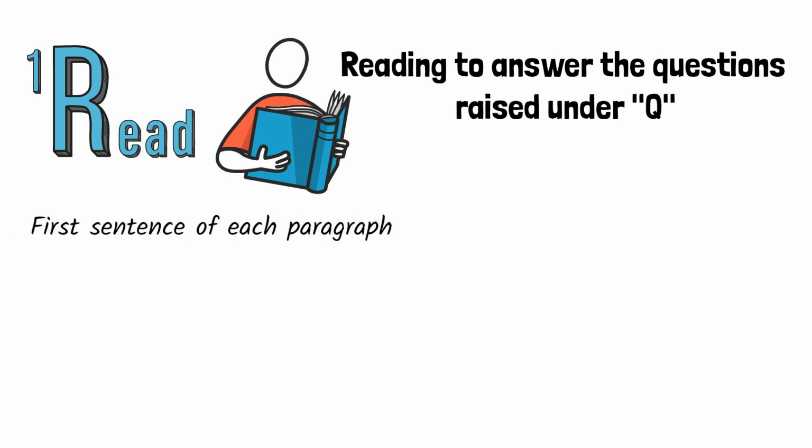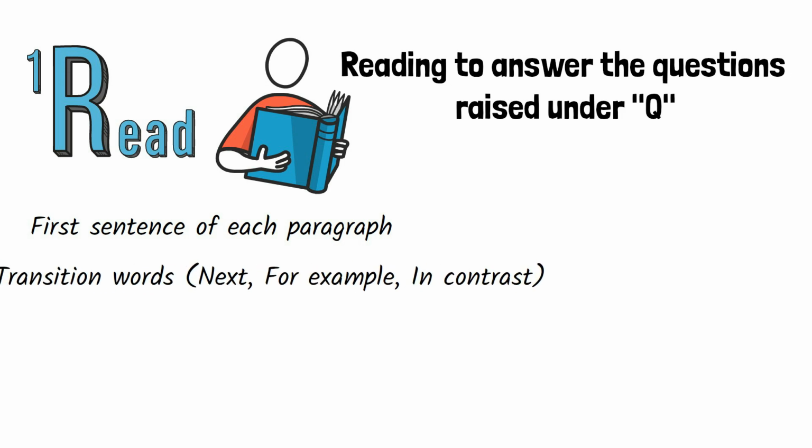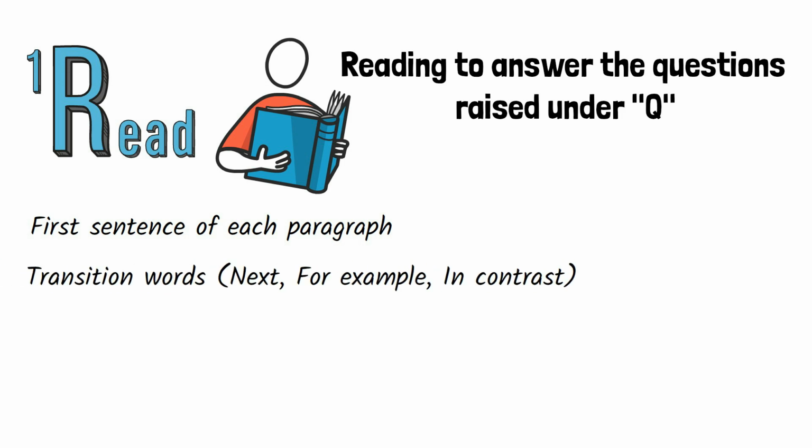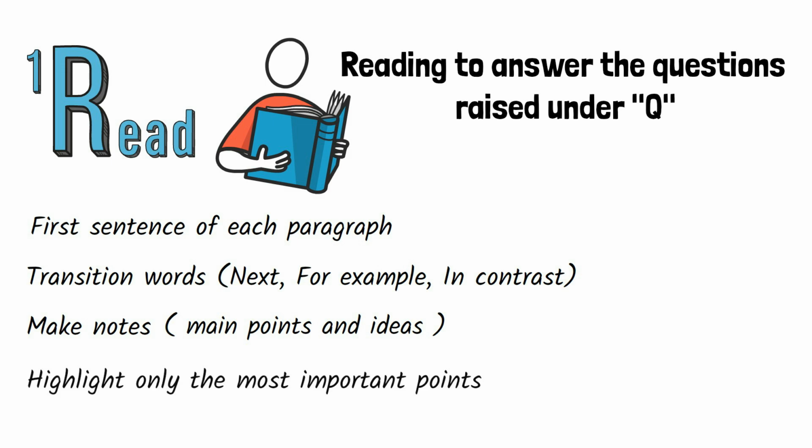Usually the first sentence of each paragraph states the main idea. Look for transition words such as next, for example, or in contrast, to help you follow the author's point. Make notes in the margin or a notebook as you read. Paraphrase main points and ideas, and remember to not simply copy information from the textbook. Highlight only the most important points. Too much highlighting can make it difficult to separate the main point from the supporting details.